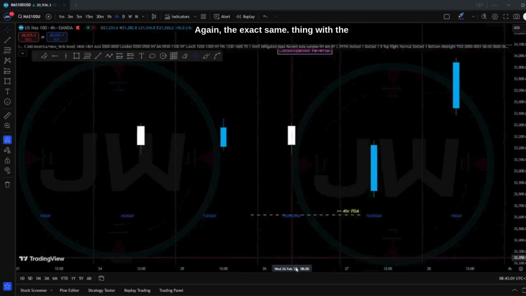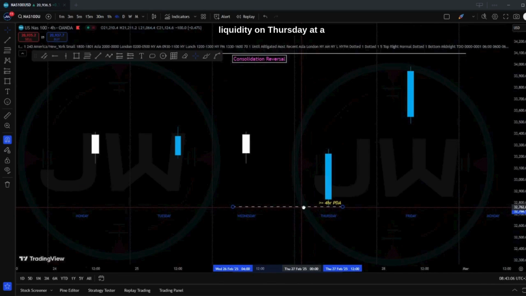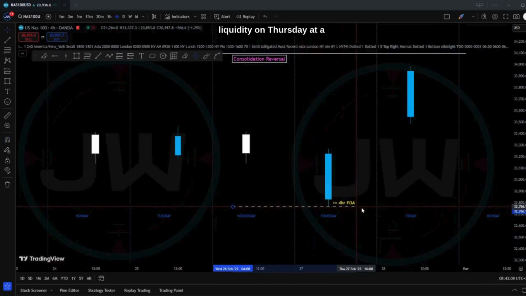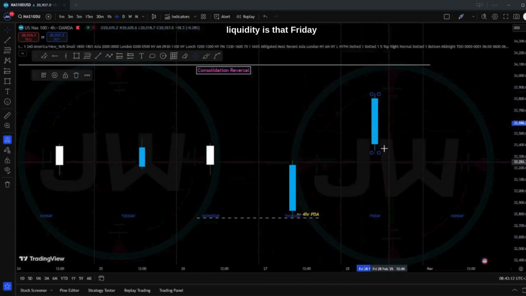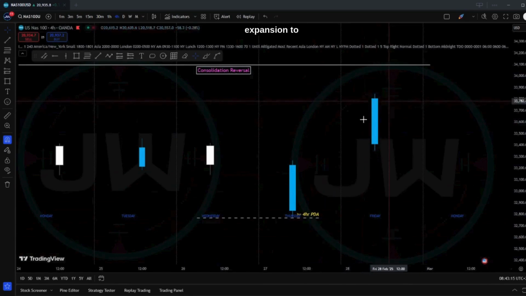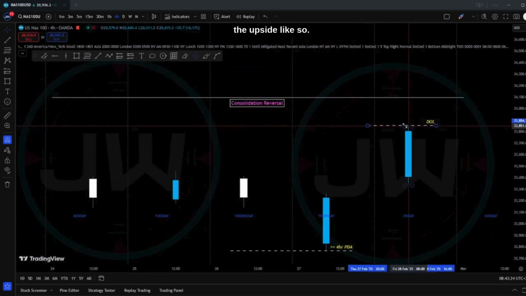Again, the exact same thing with the bullish example. We sweep liquidity on Thursday at a 4 hour or greater PD array, and our draw on liquidity is that Friday expansion to the upside. Like so.